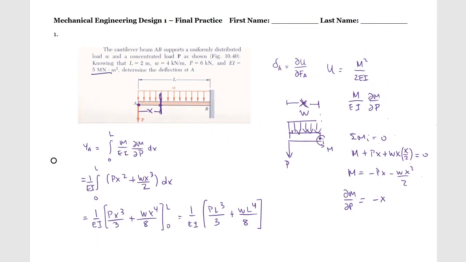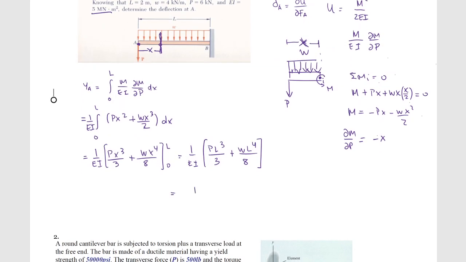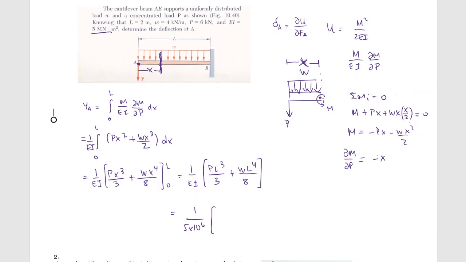I have 5 meganewton meter squared for EI, so this is 1 over 5 million, and the load is 6,000, the length is 2 meters, the distributed load is 4,000 per meter, the length is 2 meters again, and this gives me a deflection which is equal to 0.0048, and this is metric, so this is meters, or 4.8 millimeters. Done.